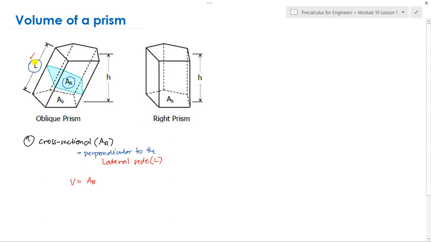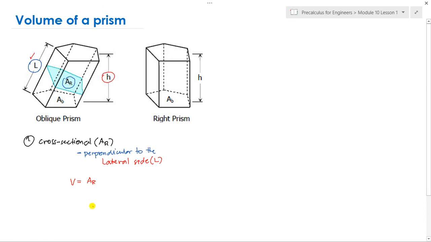Si length na. I mean, si lateral side na, di ba? Dili na si H. Nakuha ninyo? Dili na si H, si length na. Okay, si length na siya. Kay, with respect to our cross-sectional area, si height kay naka-incline. However, si length is naka-perpendicular siya sa cross-sectional area.